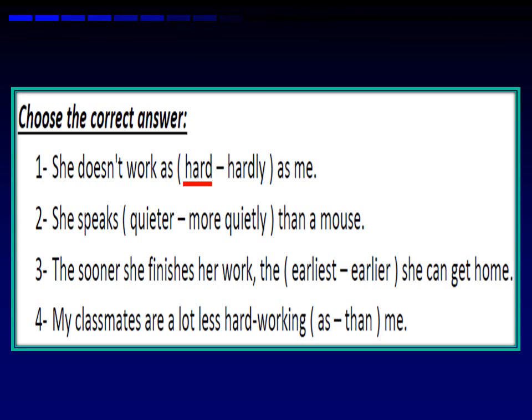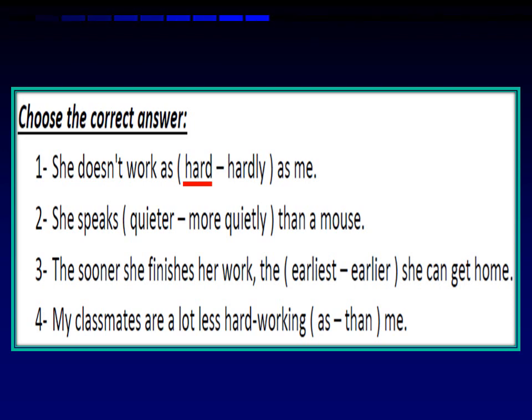2. She speaks quieter or more quietly than a mouse. First, what is the difference between quiet and quietly? You know that quiet is an adjective. Quietly is an adverb. When can I use the adjective or the adverb? Pay attention to this point. If I want to describe the verb, I should use the adverb. If I want to describe a noun, I should use what?